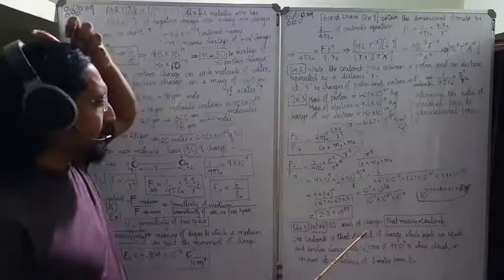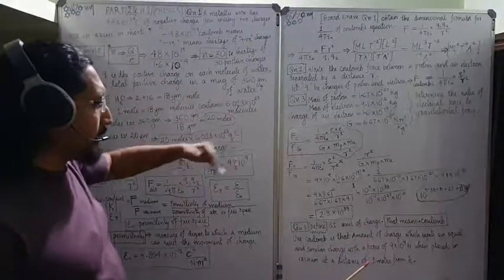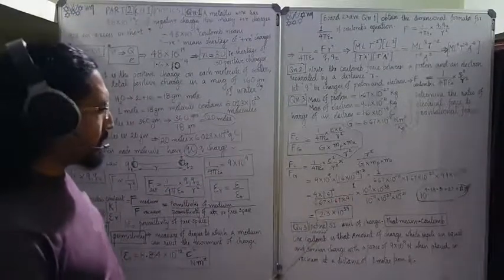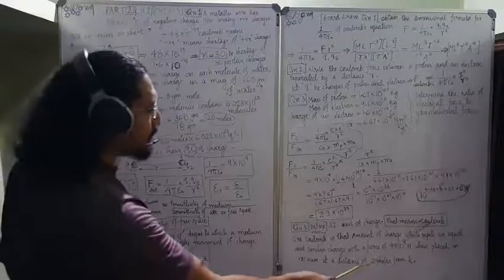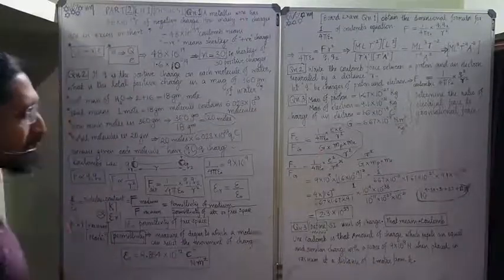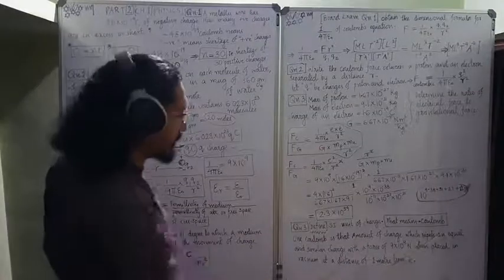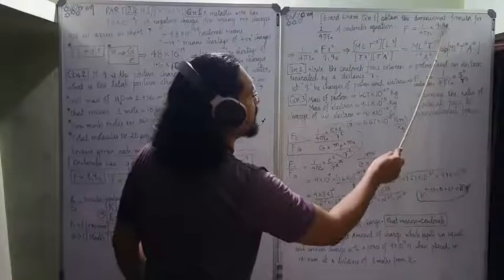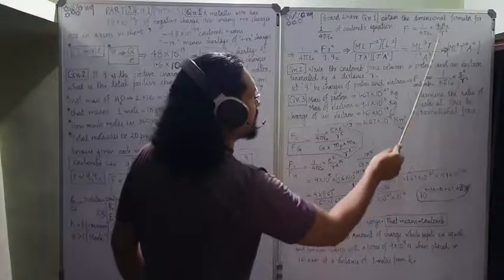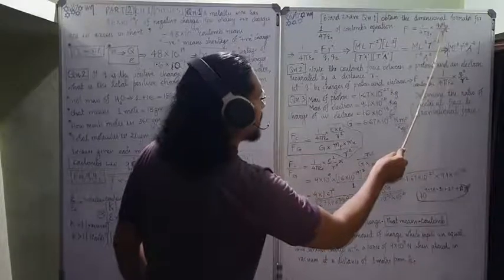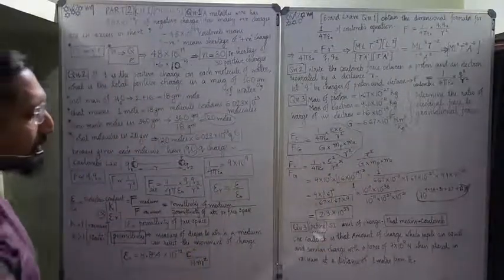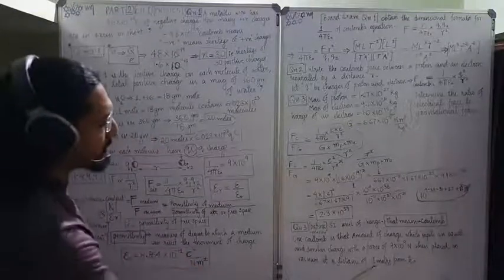Define the SI unit of charge. That means 1 Coulomb we want to understand. So Coulomb is that amount of charge which repels an equal amount of similar charge with a force of 9 into 10 raised to 9 Newton when placed in a vacuum at a distance of 1 meter from it.